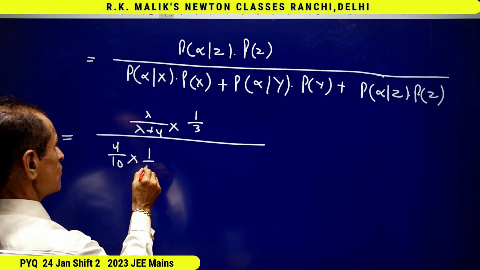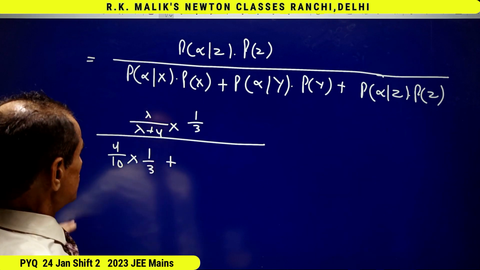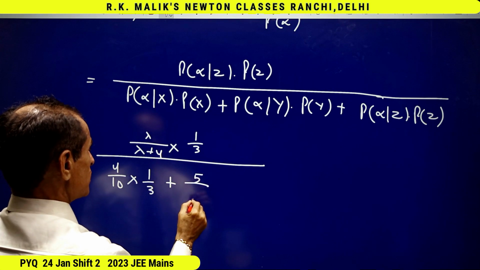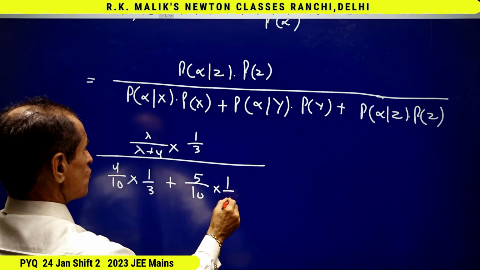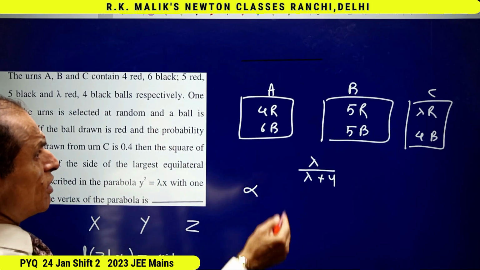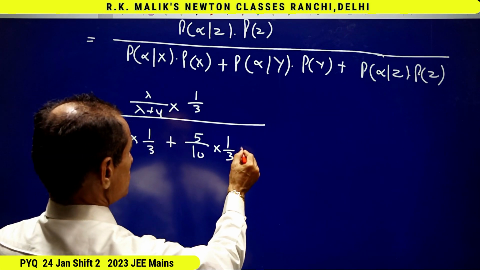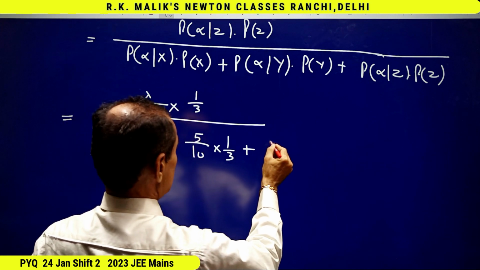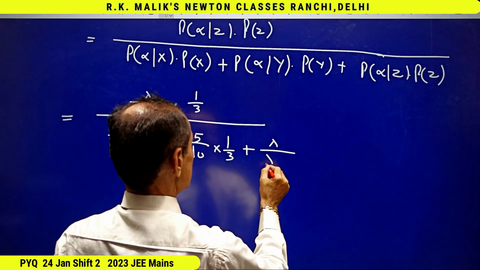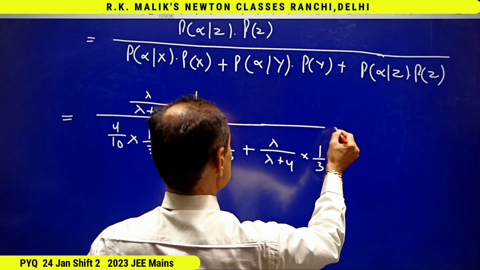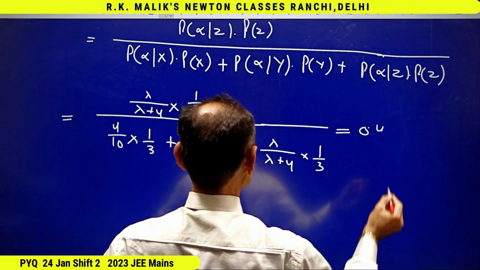It is clearly 1 by 3, plus. Clearly the value of this will be 5 by 10 into 1 by 3, because the urn B had 5 red and 5 black balls. And the third part is same as above, that is lambda upon lambda plus 4 into 1 by 3, and the value of this is given to us as 0.4.